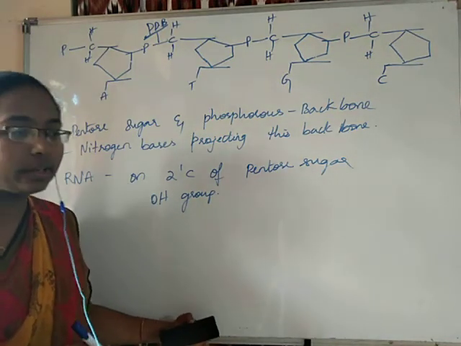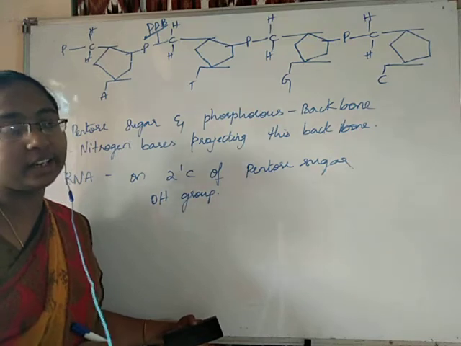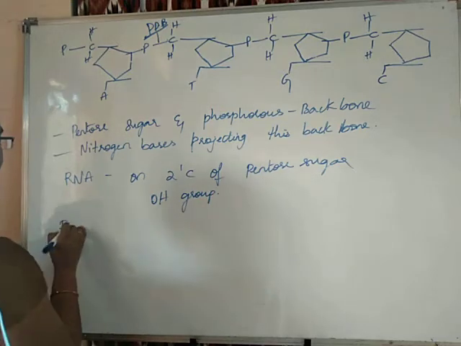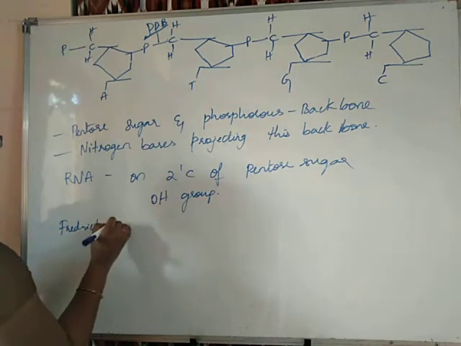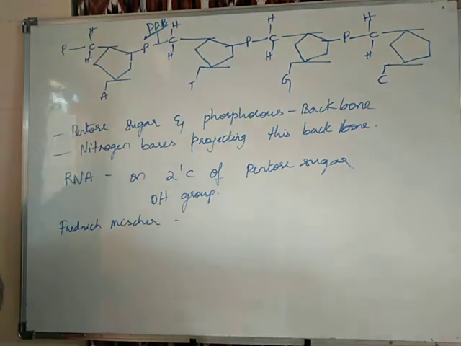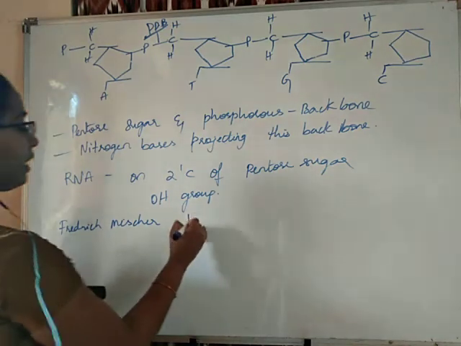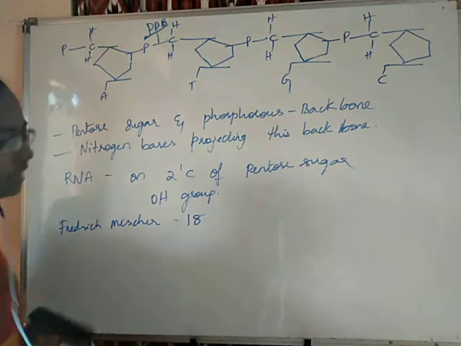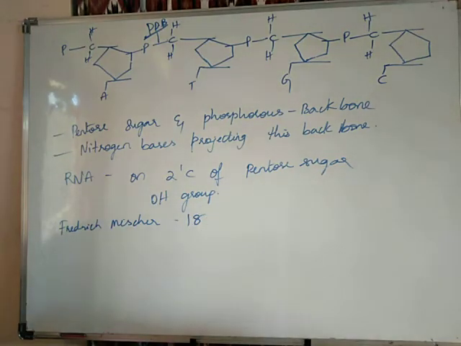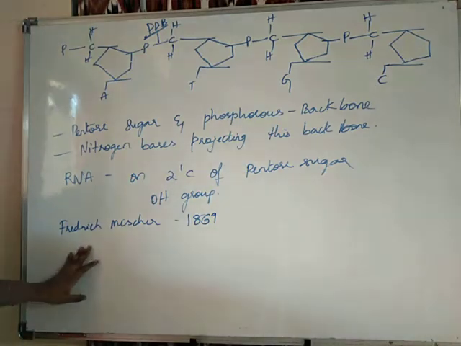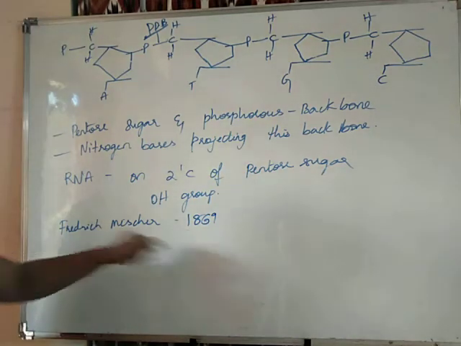So students, as the first genetic material, DNA was first observed by Friedrich Miescher. Friedrich Miescher first identified DNA during the 1860s, in 1869 exactly, as the genetic material.